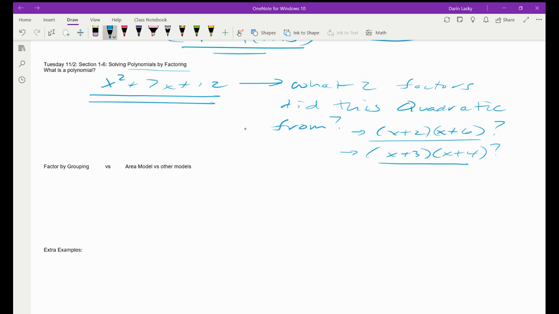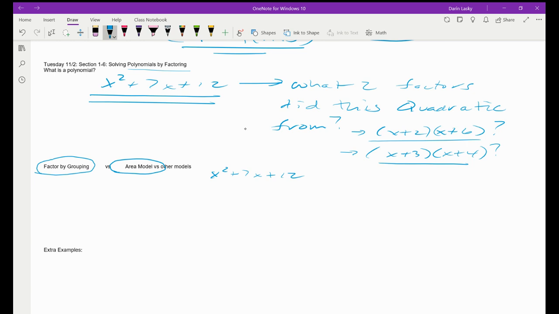All right, so there's two real ways to kind of do this. We got the factor by grouping method, which is what we covered yesterday, and we've got the factor by area model, which I'll do a little bit in class today. So let's just take this particular problem right here, and we got our two choices over here. So let's just take this. Let's just take x squared plus 7x plus 12. Okay.